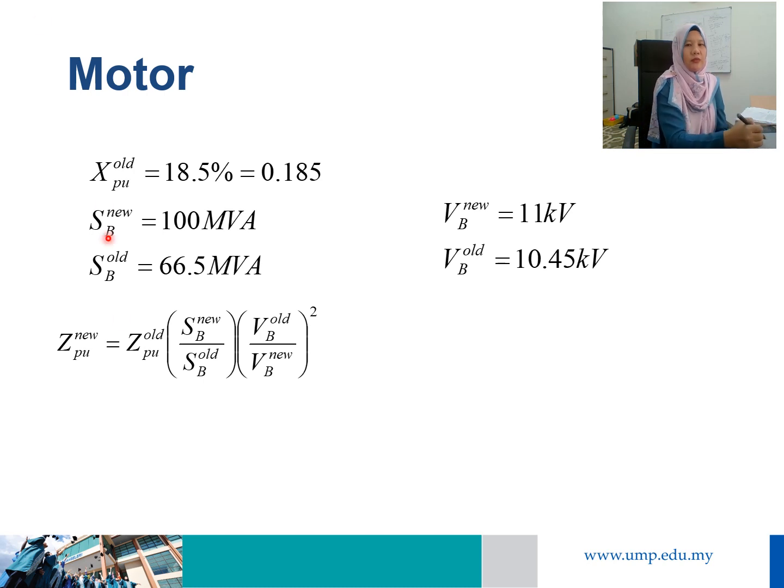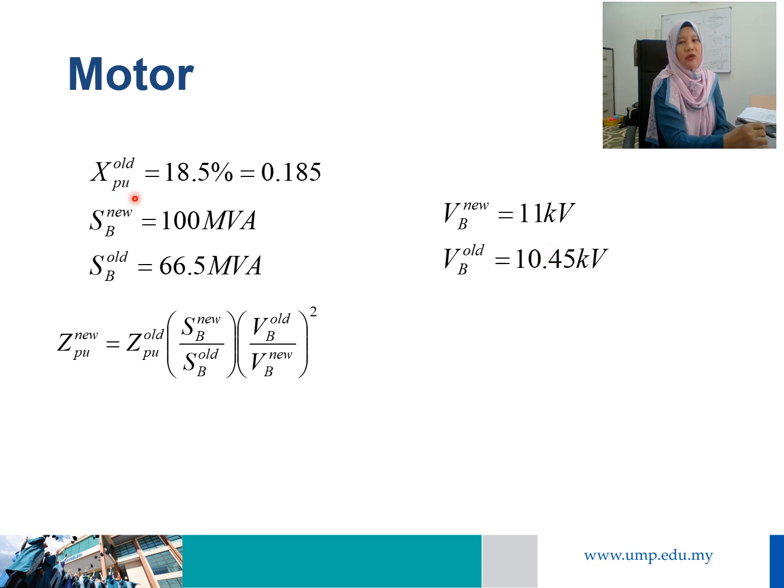The new impedance of the motor load is equal to the old impedance in per unit multiplied with the new base power divided by the old base power multiplied with the old base voltage divided by the new base voltage, squared. And we know that the old impedance of the motor load is equal to j0.185 PU. The new base power is 100 MVA. The old base power is 66.5 MVA. And then the new base voltage is equal to 11 kV, and this is actually equal to the base voltage at region number 4 because the motor is located at region number 4. And then the old base voltage is equal to 10.45 kV.